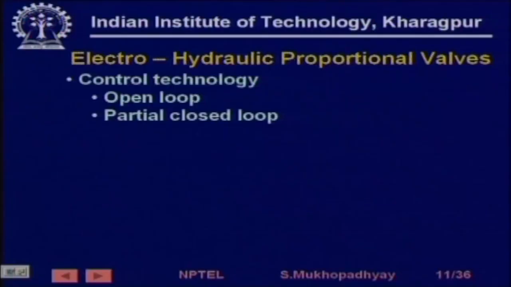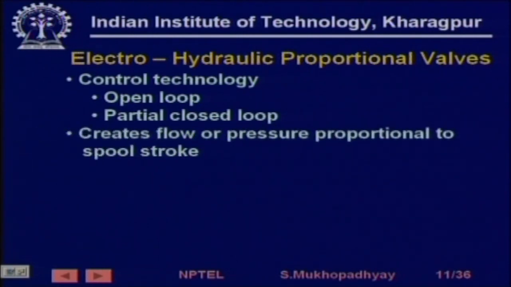And typically, in a control system, there may be multiple loops. So, if you have some of the loops closed, and the final element, these are generally used for creating motion. If the final motion of the final element is not sensed, then I call it a partial closed loop control. So, proportional valves use these open or partial closed loop controls, and they are very highly characterized devices. The basic idea is to create flow or pressure proportional to spool stroke.